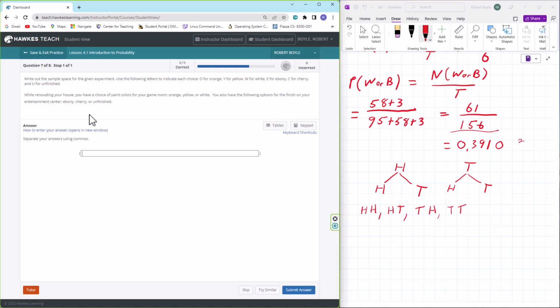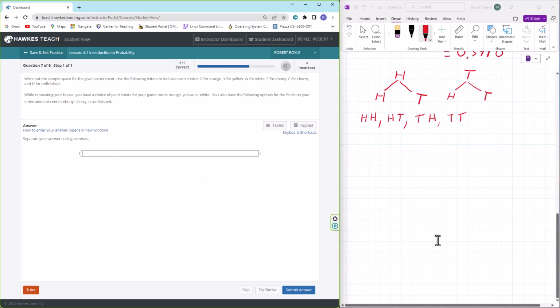While renovating a house, we have a choice of paint colors for our game room. They happen to be either orange, yellow, or white. We also have the following options for the finish for your entertainment center in your game room: ebony, cherry, or not finished at all. And they want us to write out the sample space.